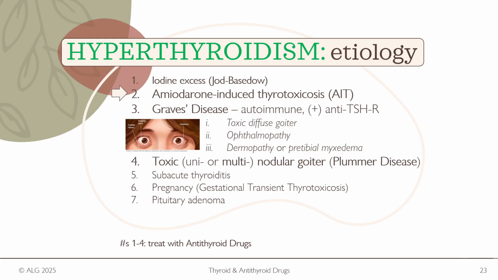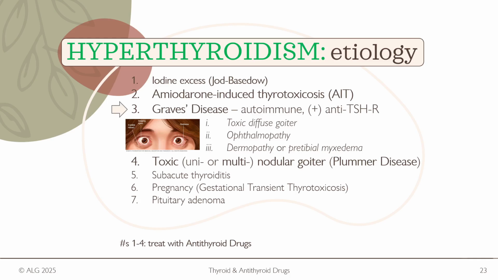Next, we have amiodarone-induced thyrotoxicosis. Amiodarone is one of the drugs that decrease peripheral conversion of T4 to T3 and may cause hypothyroidism. However, there are about 3% of patients on amiodarone who present with hyperthyroidism instead. Because amiodarone contains iodine, it can induce hyperthyroidism. So AIT is actually a form of Jod-based phenomenon.